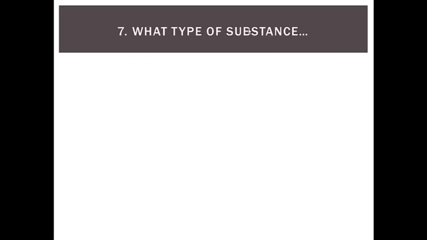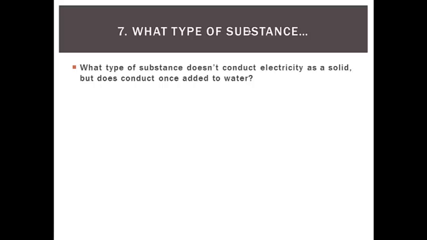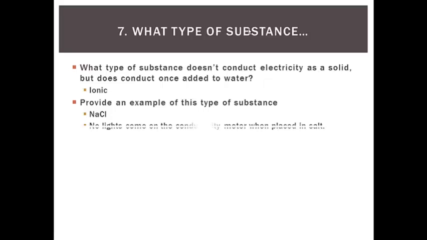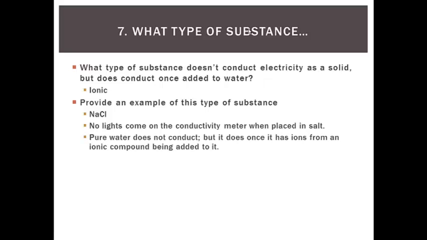What type of substance does not conduct electricity as a solid, but it does conduct once added to water? So these are going to be ionic compounds. An example of an ionic compound would be something like salt, NaCl. That's like the poster boy for ionic compounds. And salt does not conduct electricity as a solid. So if I take a conductivity meter and stick it into some solid salt, no lights. But if I drop it in some water, it does.